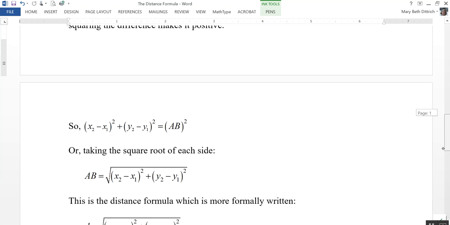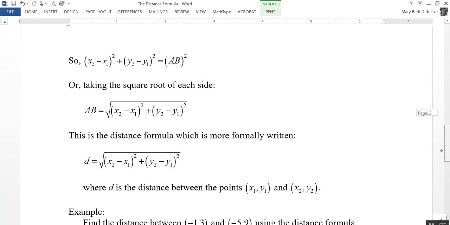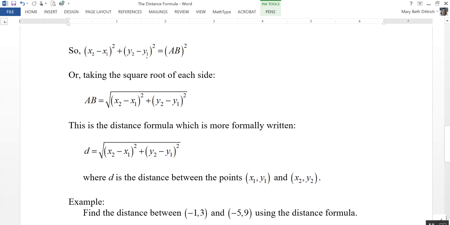So getting rid of those absolute value bars gives me x2 minus x1 squared plus y2 minus y1 squared equals AB squared. Or taking the square root of each side, AB is equal to the square root of x2 minus x1 squared plus y2 minus y1 squared. And actually, this is how we more formally write the distance formula. Notice we use the letter D, which represents the distance between the points x1, y1 and x2, y2.